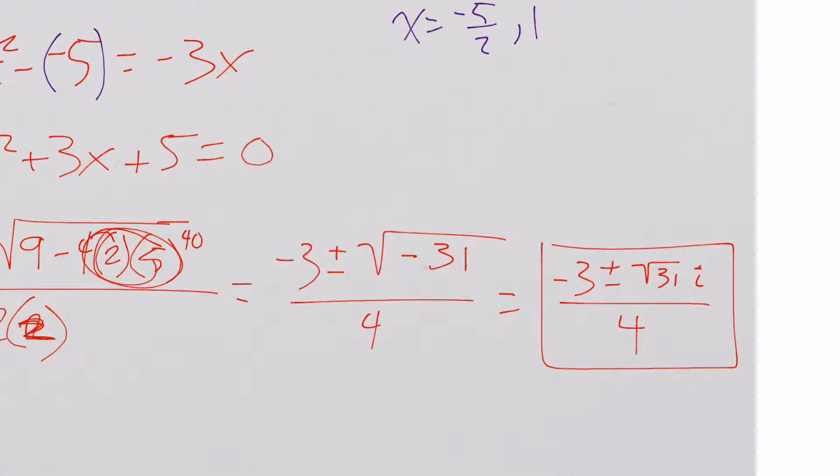this set of complex solutions right there. Negative 3 plus or minus root 31i all over 4.